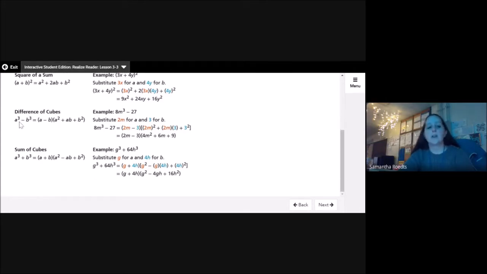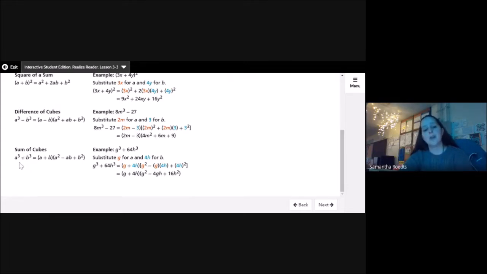Difference of cubes. So a cubed minus b cubed equals a minus b times the quantity a squared plus ab plus b squared. So 8m cubed minus 27, both of these are perfect cubes. The cube root of 8m cubed is 2m, and the cube root of 27 is 3. So I substitute those values in. I have 2m minus 3 times (2m) squared plus 2m times 3 plus 3 squared. So 2m minus 3 times 4m squared plus 6m plus 9.